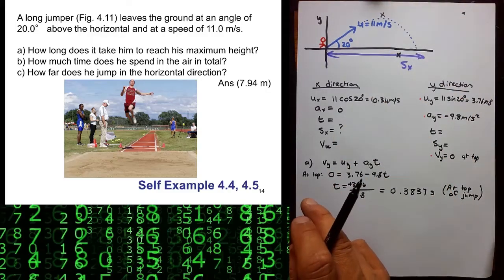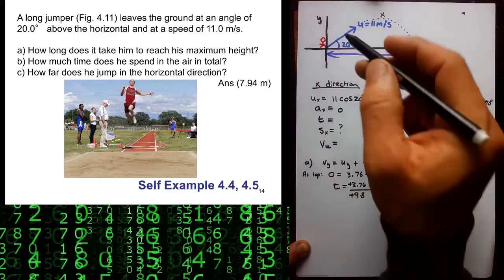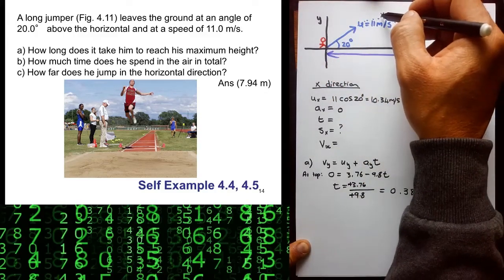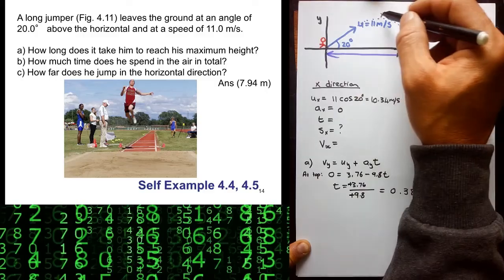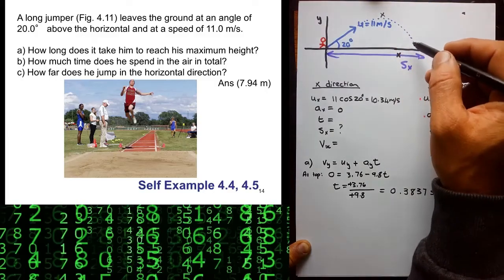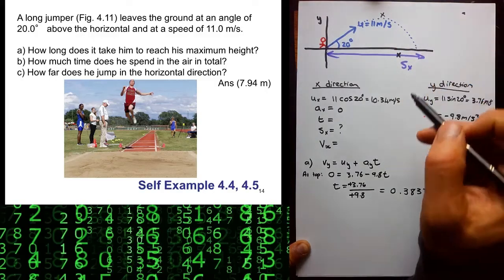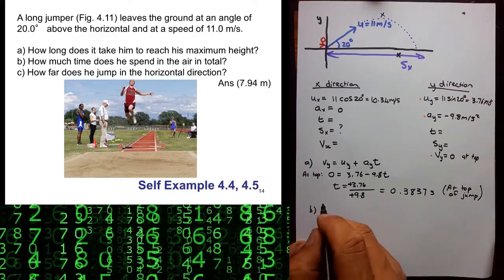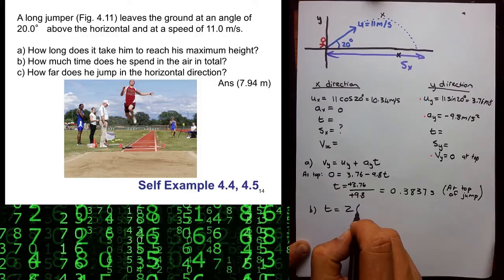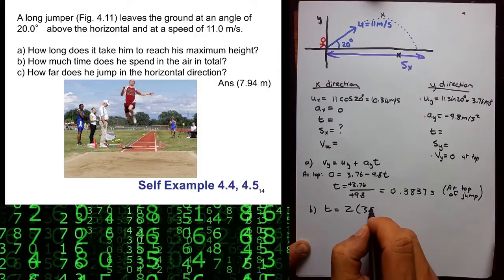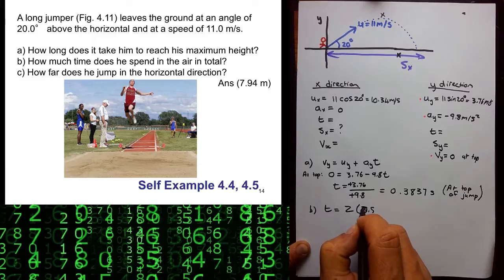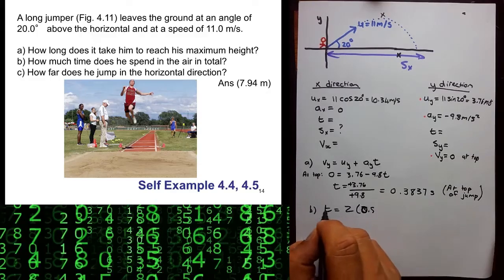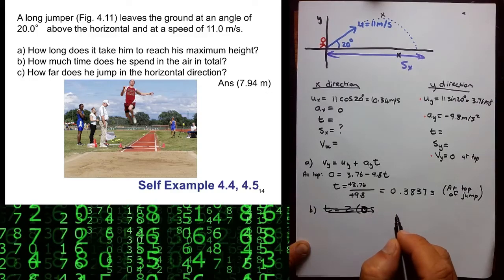In question B, we are asked how much time he spends in the air in total. Well, the time is going to be symmetrical. The time taken for him to reach the top will be the time taken for him to reach the bottom. So the total time will be 2 times this. The total time will be 2 times 0.3837. Let me just rewrite this.